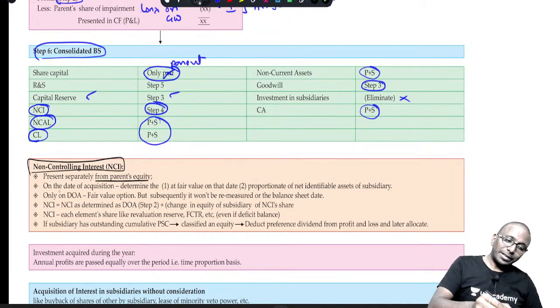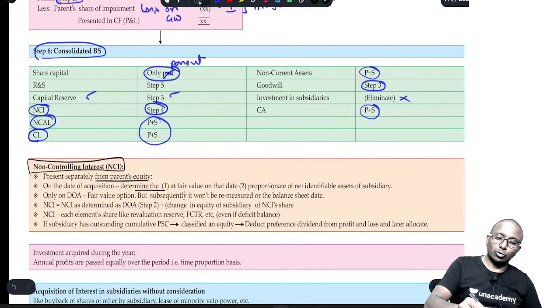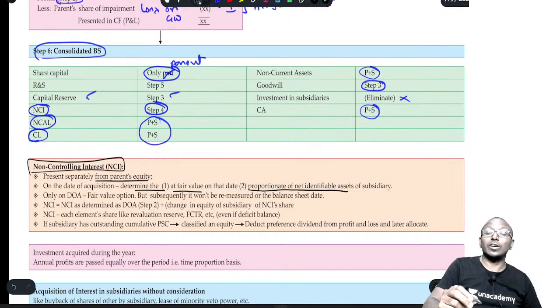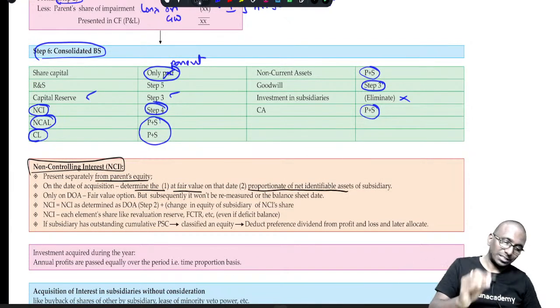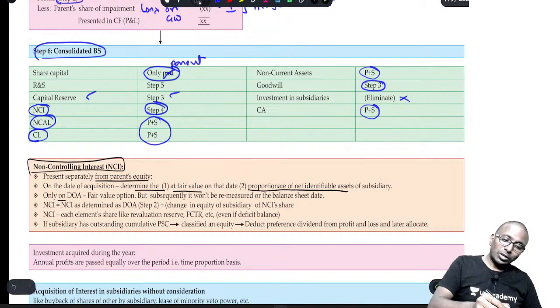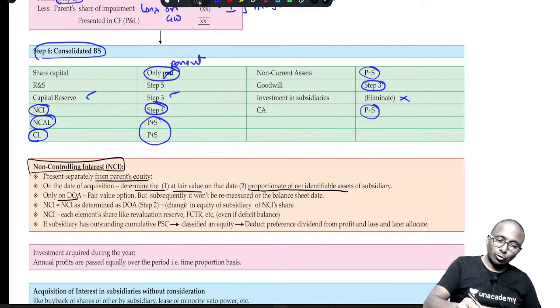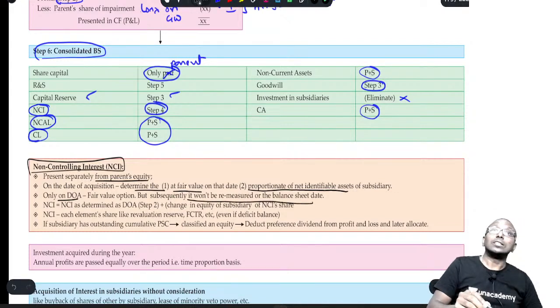On the date of acquisition, we have an accounting policy choice. I told you it can be the fair value method or the proportionate share of the fair market value of net identifiable assets. This option is only on the date of acquisition. Subsequently, you don't have any such option.